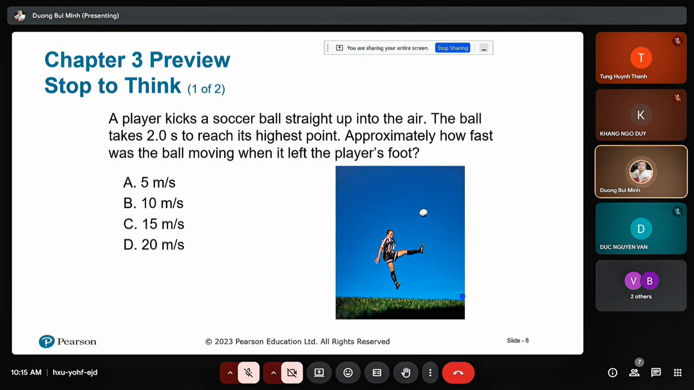Multiple choice questions. Look, the pole takes 2 seconds to reach its highest point. So approximately how fast was the pole moving when it left the player's foot? Okay, and yeah, you just use the formula to calculate, very quick.